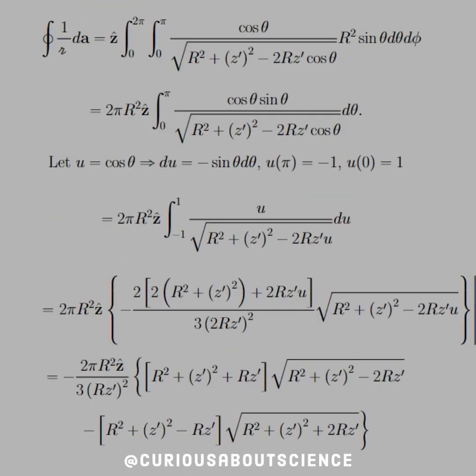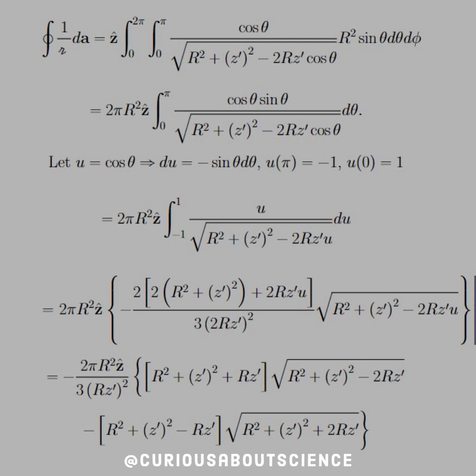The closed integral of 1 over script R dA is equal to z hat times the integral from 0 to 2 pi, and 0 to pi, of cosine over script R, in terms of the square root definition with the dA element. There's no function of phi here, so thanks to Fubini's theorem we can push that out and get 2 pi. R squared is also a constant, so we get 2 pi R squared outside. Now we're left with this gross integral with a bunch of sines and cosines.